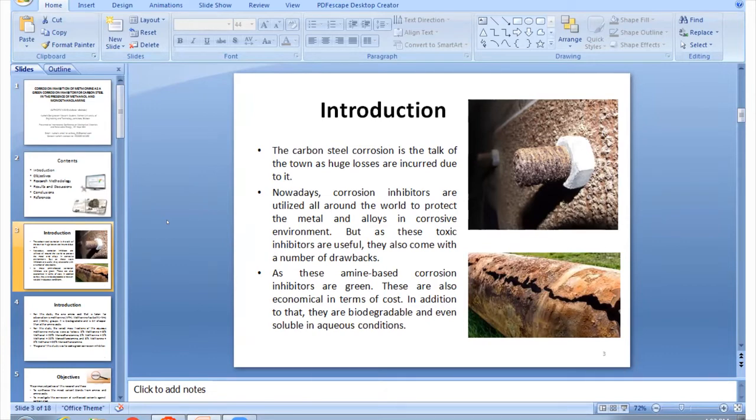due to these metallic structures, they come in contact with corrosion. Nowadays, corrosion inhibitors are utilized all around the world to protect metals and alloys in corrosive environments. But as these toxic inhibitors are useful, they also come with a number of drawbacks, like they are hazardous to health in addition to being highly toxic. Due to this fact, only green corrosion inhibitors are mostly recommended for corrosion prevention.